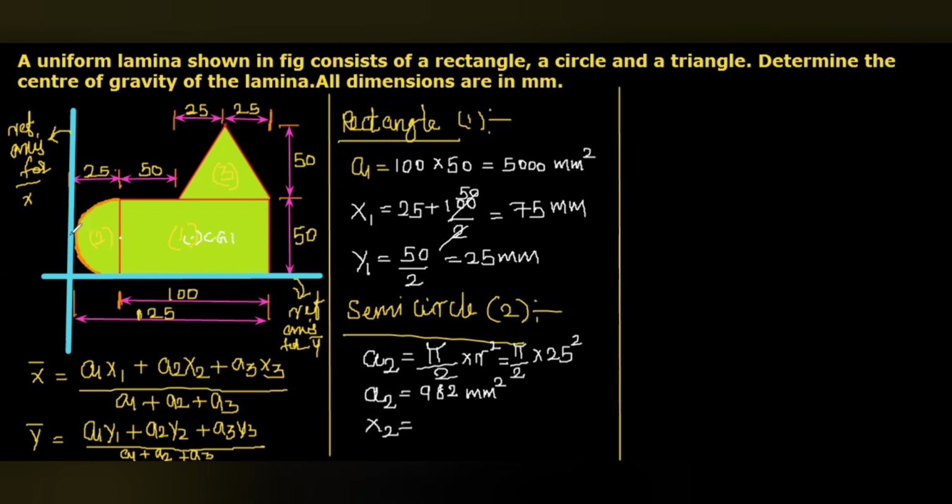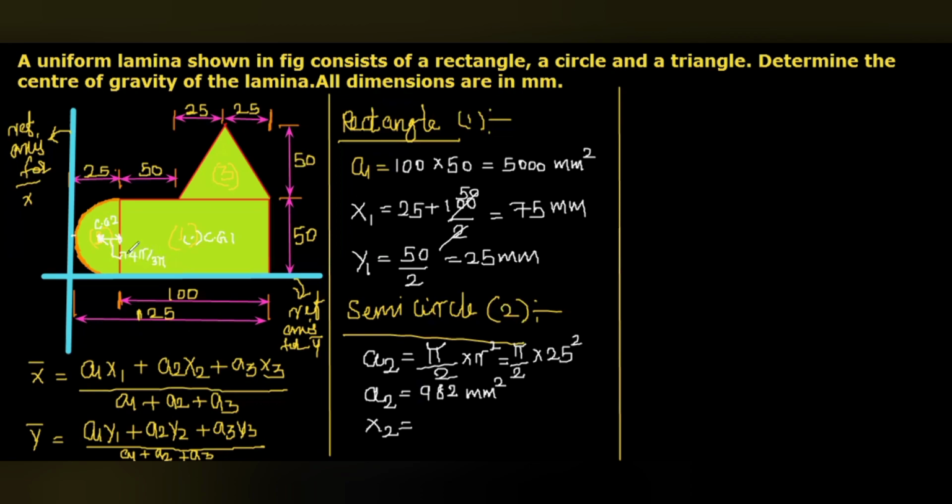Okay. Then x2. Here, this point is on the reference axis for the x bar calculation. The center of gravity will be possibly here, that is CG2. From the base, this distance will be 4r by 3 pi. That is from the base to the center of gravity, 4r by 3 pi.